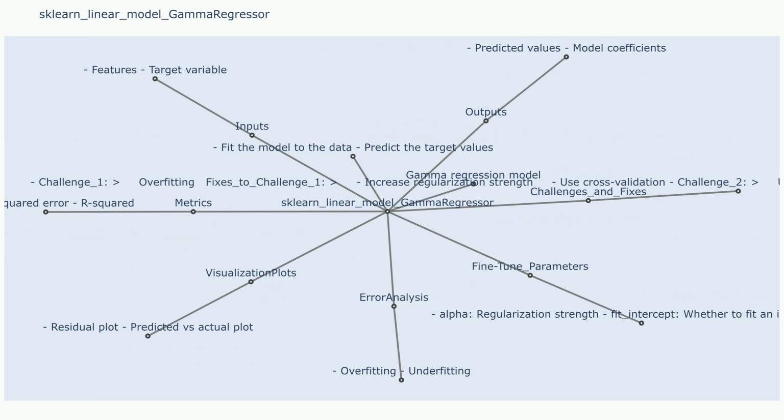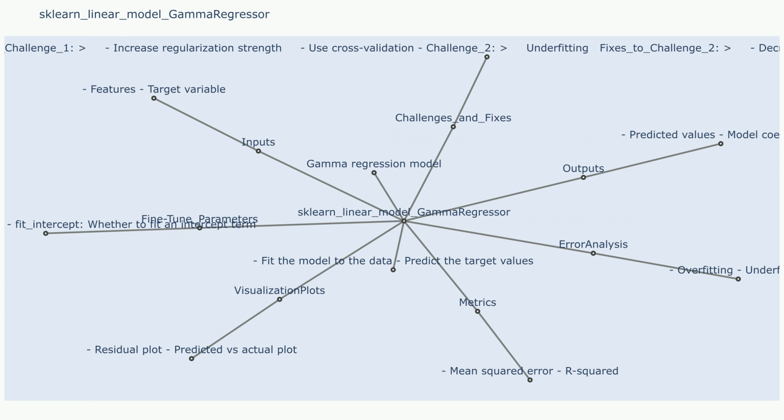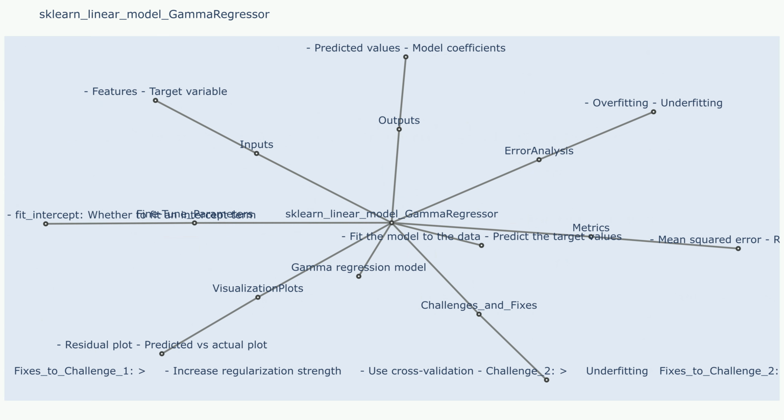Steps. Initialization. A gamma regressor object is created with desired parameters. Training. The model is trained by fitting it to the input features X and the target variable Y. Prediction. The trained model is used to predict the target values for new input features X. Metrics. Mean squared error. MSE measures the average squared difference between the predicted and actual target values. Root mean squared error. RMSE represents the square root of the MSE and provides a measure of the model's prediction error in the same units as the target variable.